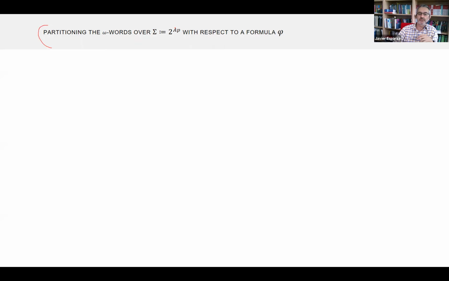We fix a set of atomic propositions, right? And then we have an alphabet, which is given by the power set of the set of atomic propositions. And we interpret our formulas on omega words over this alphabet. Then, given a formula phi, which is fixed, we have it in front of us, we want to look at the universe of all words through the eyes of phi. So imagine you are the formula and you are looking at this. This is going to lead to a partitioning of the set of all words.